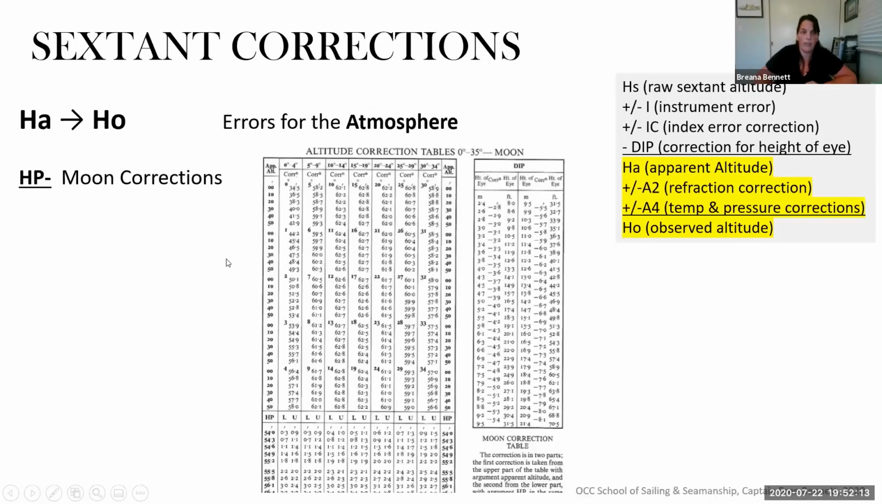Okay, and then we have our moon correction, which isn't on here, but for the moon, we have the moon correction, the HP correction. We go in with our apparent altitude, and here our apparent altitude is broken up a little bit. So we have 0 to 35, and then on the next page, we have the 35 to 70, I think.